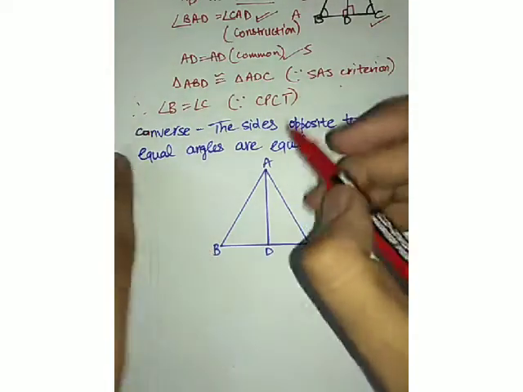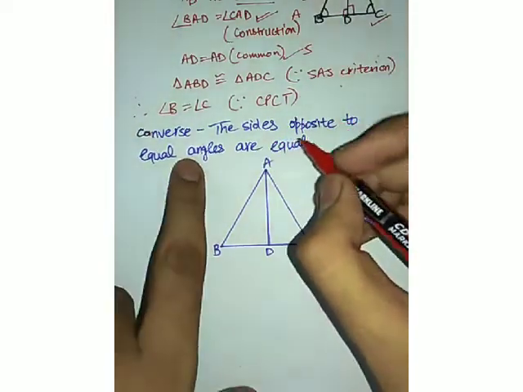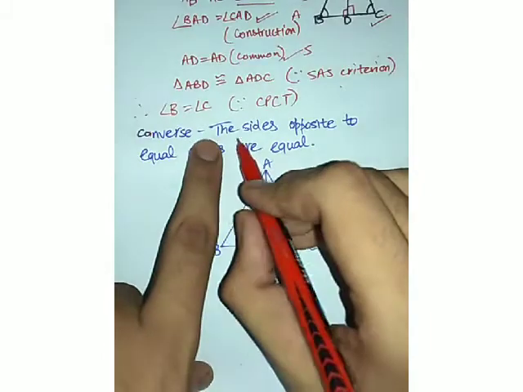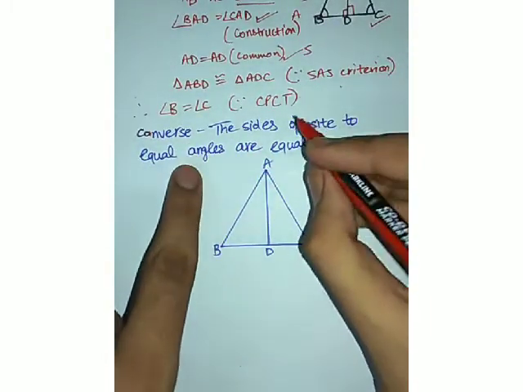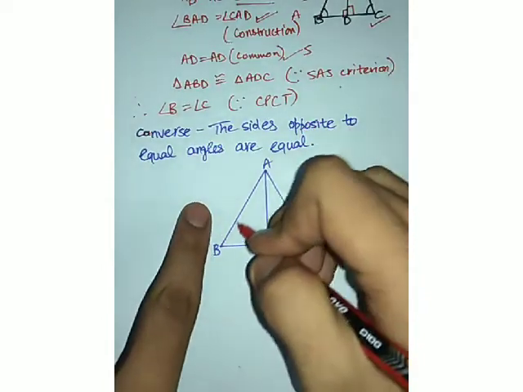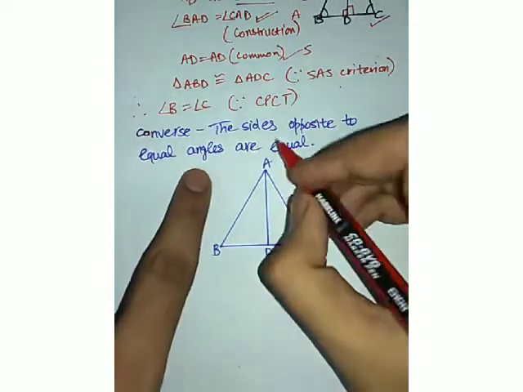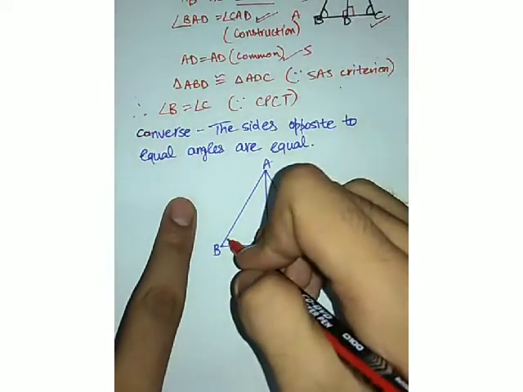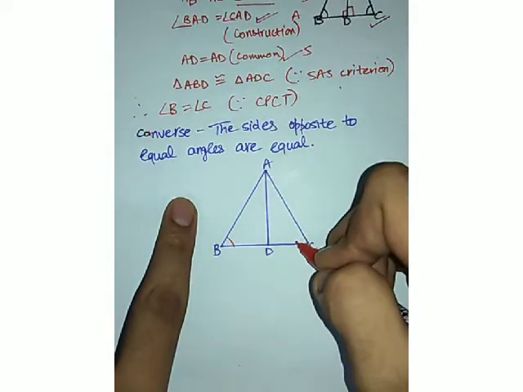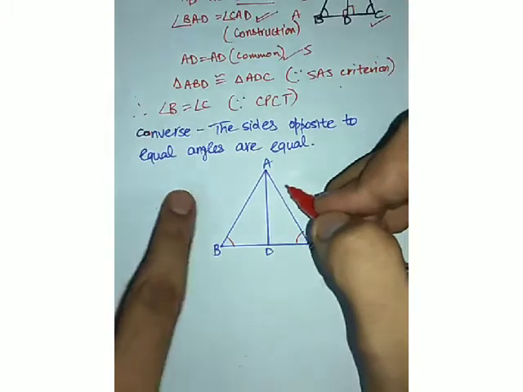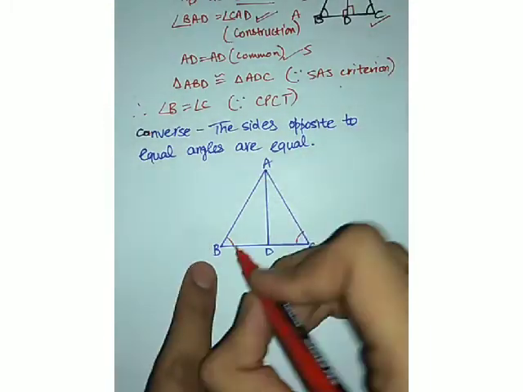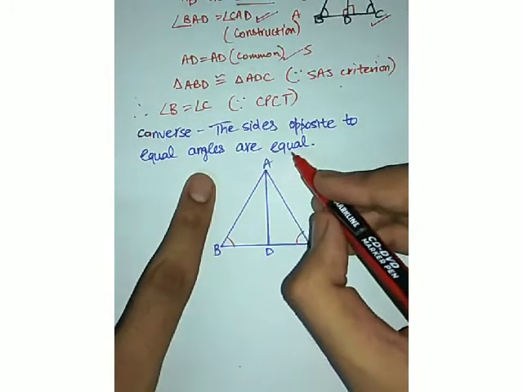This is the converse of the theorem that we have just proved. Now the sides opposite to equal angles are equal. We have to prove that the sides AB and AC, which are opposite to equal angles B and C, must be equal, so AC must be equal to AB because B and C are equal. This is the statement, right?